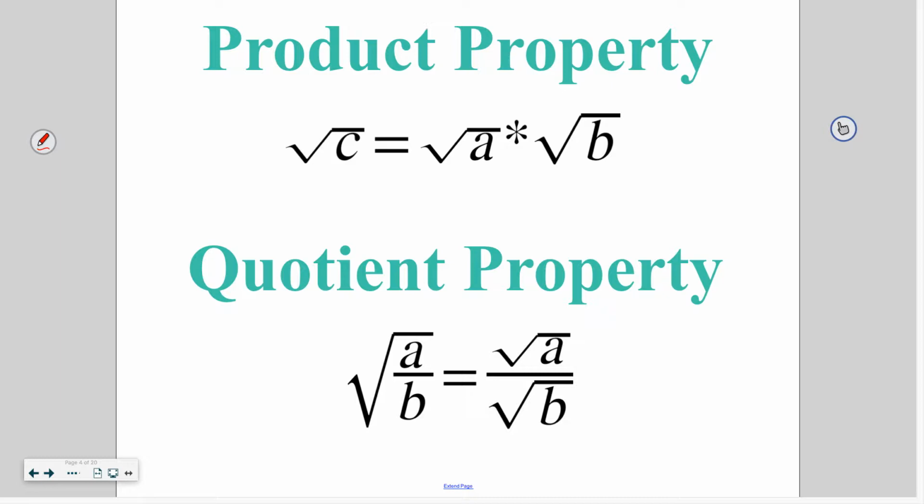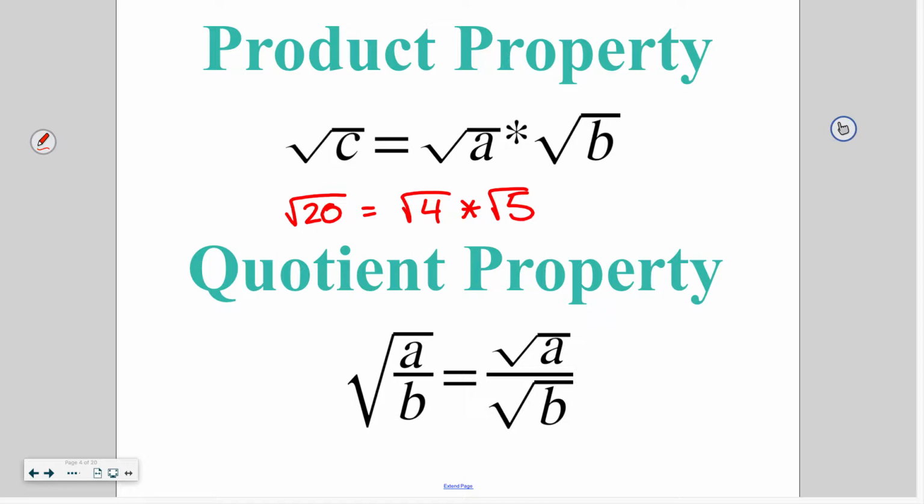The product rule is saying that I can take a square root and break it down into its factors. So for example, I can say that the square root of 20 is equal to the square root of 4 times the square root of 5. So I can break it up and factor it just like you would any other number without the square root.